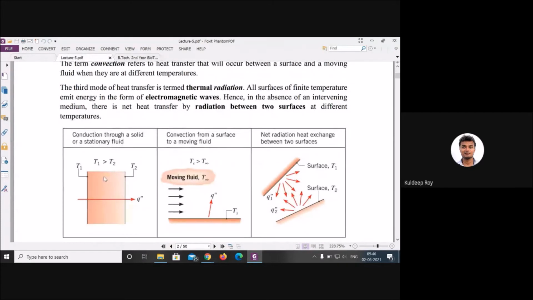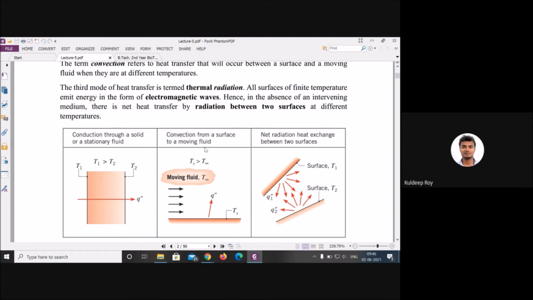Now you can see the example here. This is your heated body, T1 is higher than T2, then only heat will flow in this direction. For convection, this is your stagnant or stationary plate. When the liquid flows from this direction, heat will be liberated at that particular surface. Here, the surface temperature of your pipe or coil is higher than the ambient temperature, and here will be your moving fluid or moving air. So here the convection will occur.